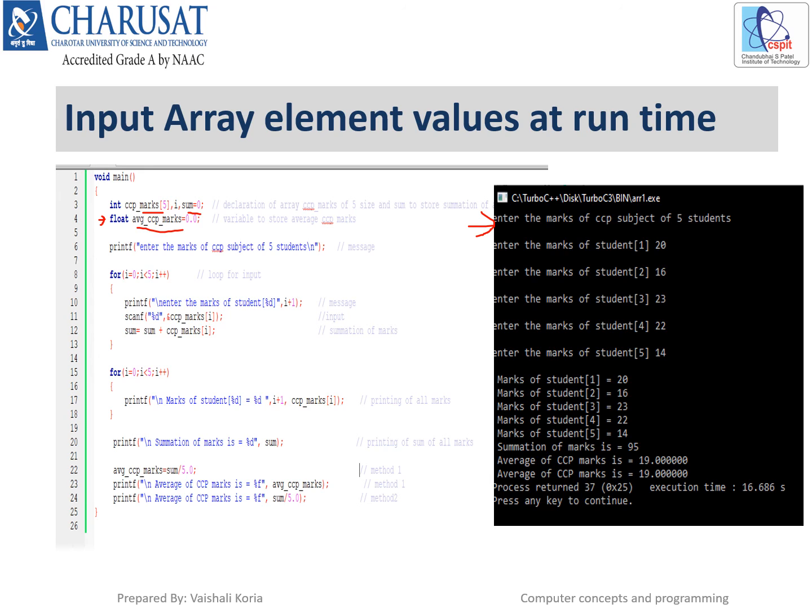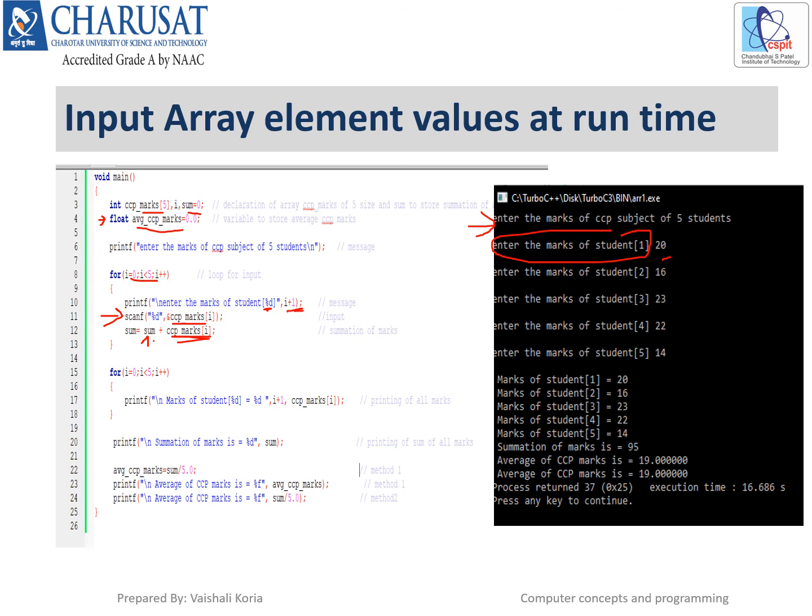Now here, using scanf you have to take the 5 values of CCP marks[i], where i's value would be from 0 to 4. But before entering the value, this message should be printed: enter the marks of student %d, and here i plus 1 is written. So enter the marks of student 1 will be displayed on the output, and there you have to enter 20. Then 20 will be added to the sum variable.